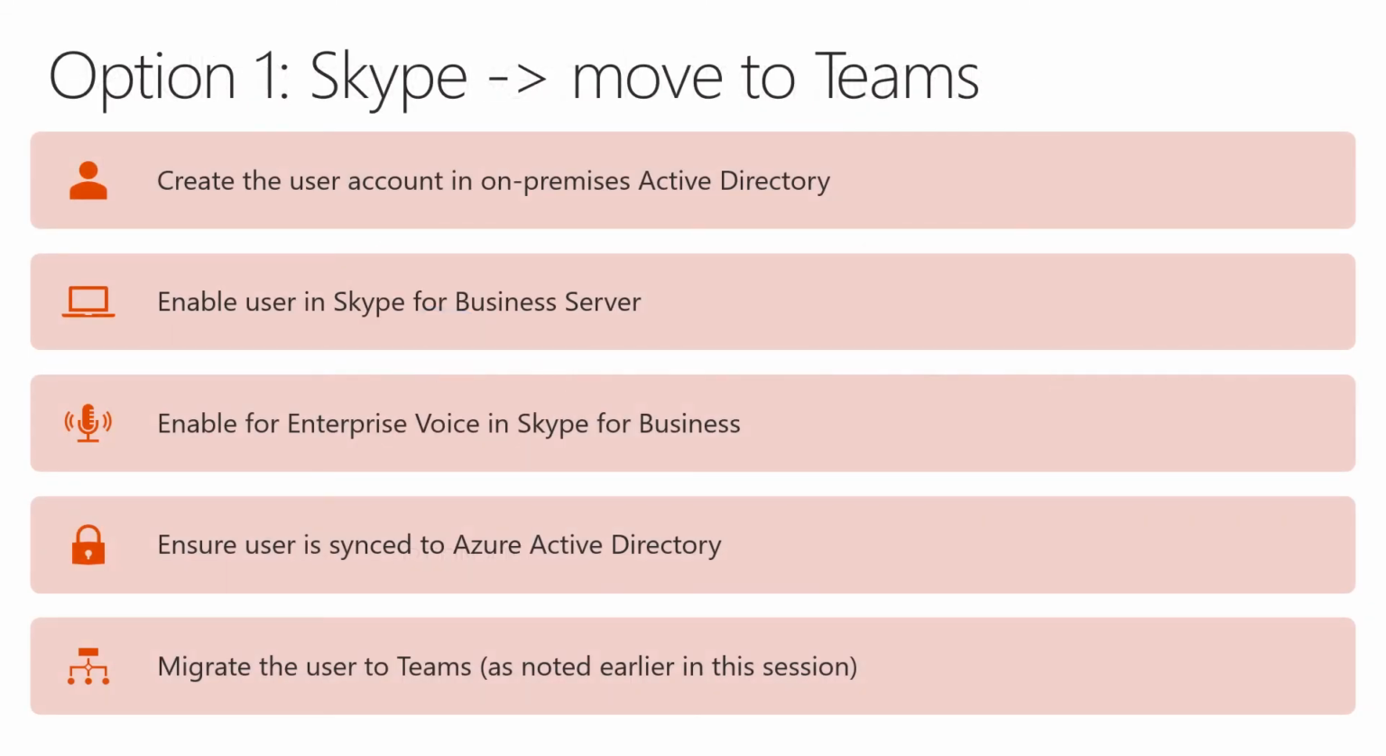With option one, this is effectively the same way that you were doing it prior to starting your migration, right? You create the user account in the on-premises Active Directory, you enable the user in Skype for Business Server, you enable them for enterprise voice in Skype for Business Server, give them a phone number. Of course, everything syncs up into Azure AD using your Azure AD Sync components, and then you migrate the user to Teams, as we talked about earlier in this session. You can continue that same process with net new users, right? Just basically build them in Skype and migrate them to Teams.